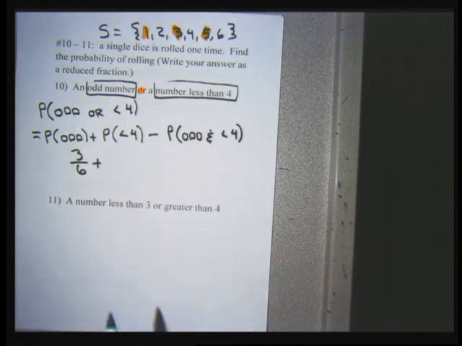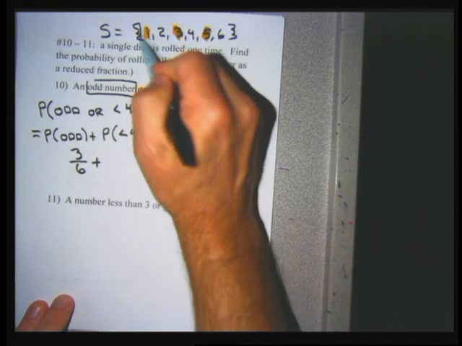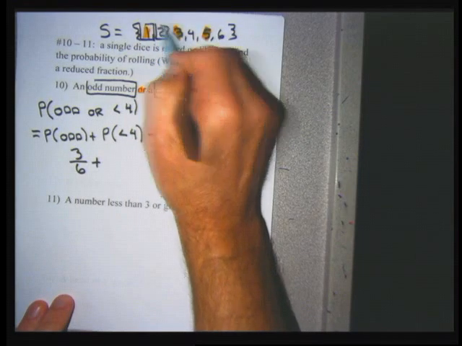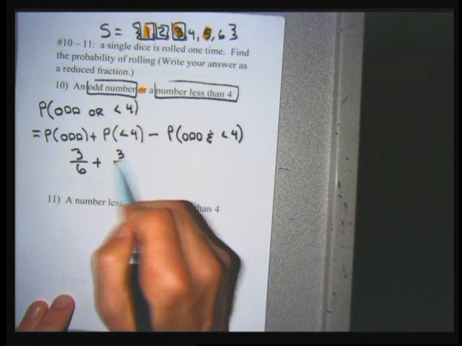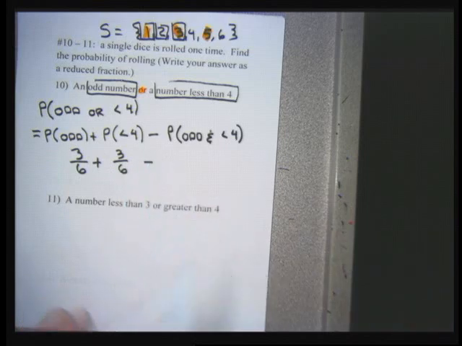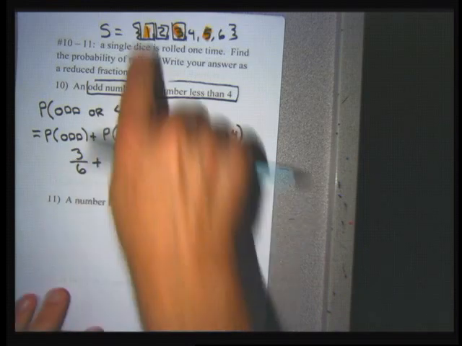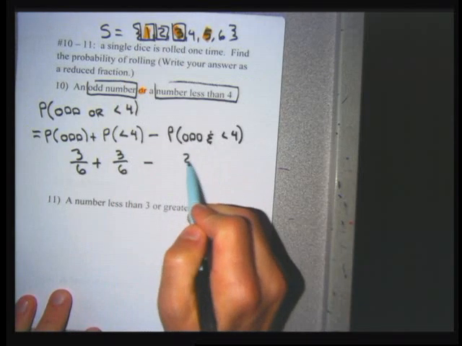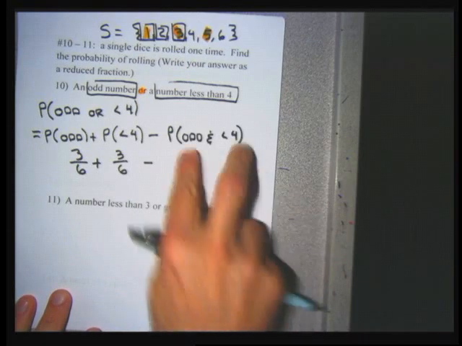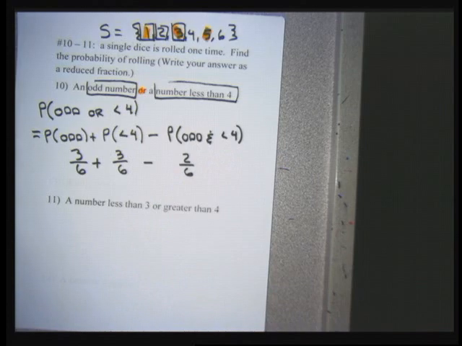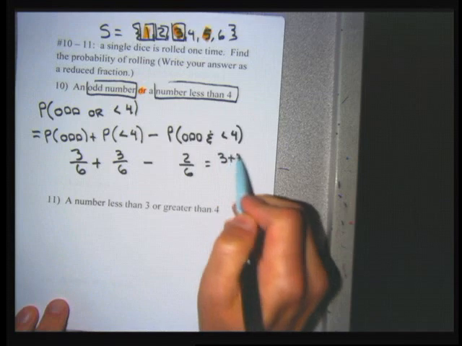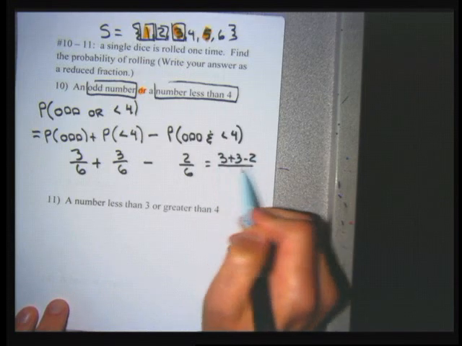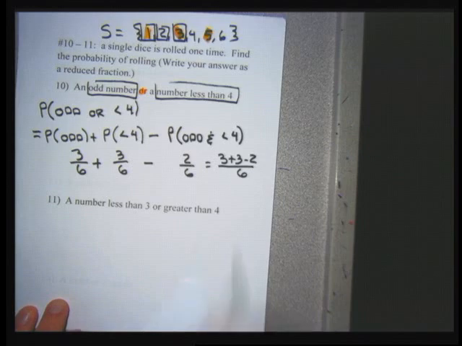The second fraction, I'm going to box the numbers that are less than 4. 1 is less than 4, 2 is less than 4, 3 is less than 4. So that's also going to have a 3/6. The last fraction, anything that's marked for both scenarios needs to be subtracted out. The 1 and the 3 are the elements that fit both criteria. They need to be subtracted out in the probability of getting a number that's odd and less than 4. Now I'll just reduce this. This is 3 plus 3 minus 2/6. And that's got to be 4/6.